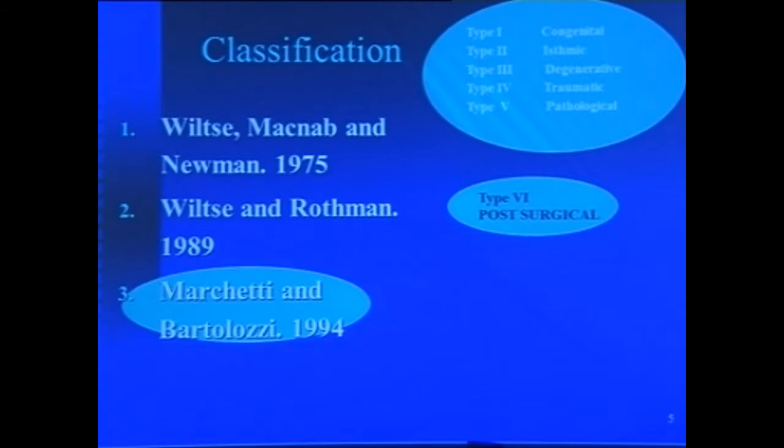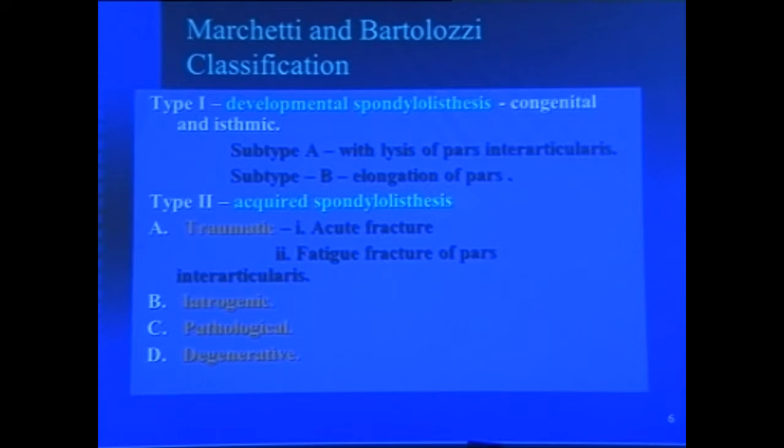This is the classification by Marchetti and Bartolozzi, which is the most prominent classification and satisfies most of the queries raised. This is developmental spondylolisthesis, which could be of the dysplastic type or the isthmic type, with type A being lysis of the pars interarticularis and subtype B being elongation of the pars. The acquired types are traumatic, with acute fracture or fatigue fracture of the pars, and then iatrogenic, pathological, as well as degenerative.